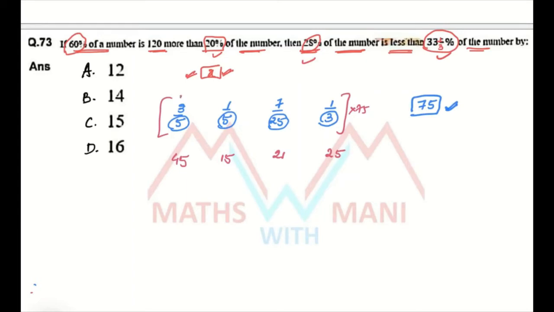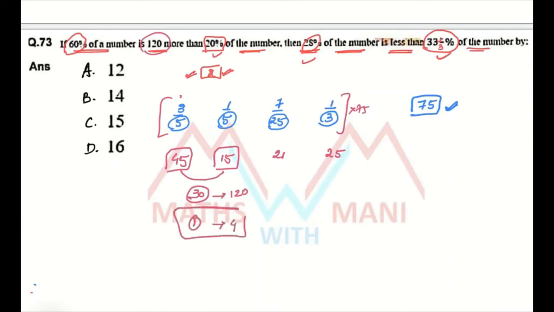So what was given? 60% of the number is 120 more than 20% of the number. So what about the difference? That is 30 parts. This 30 parts is given as 120. So what about one part? It is 4. Clear? Okay.